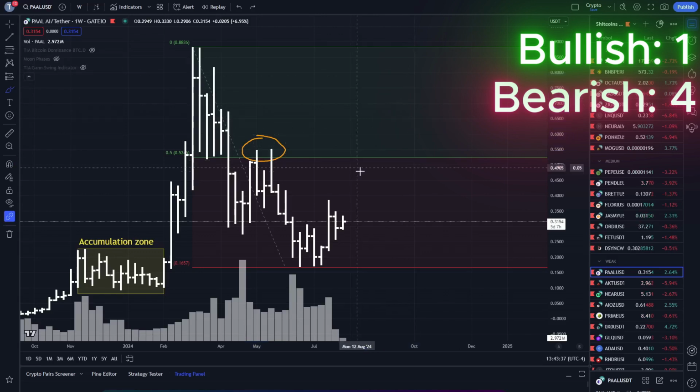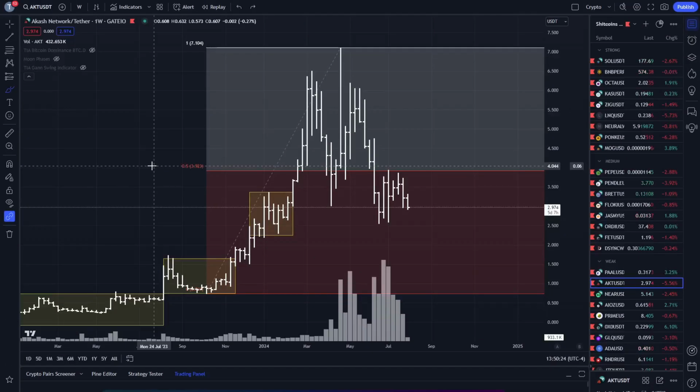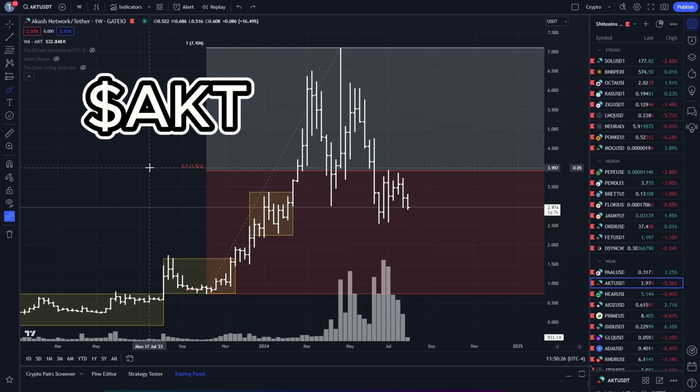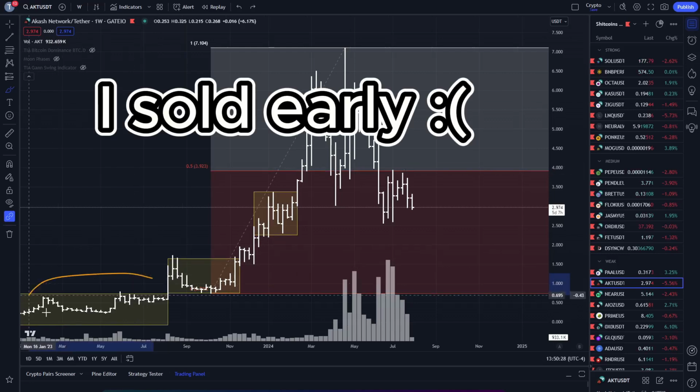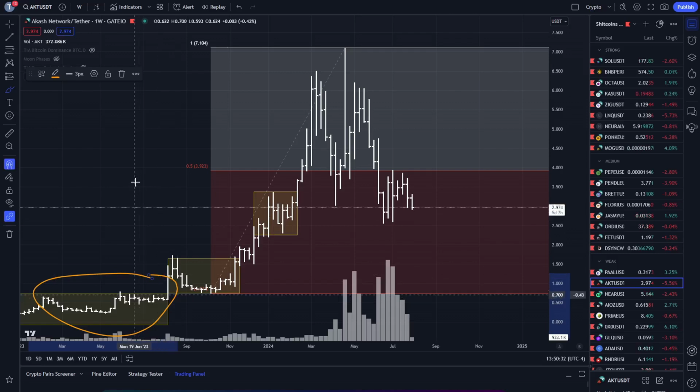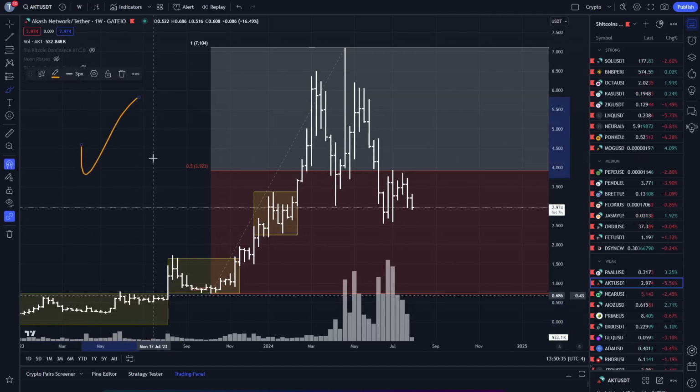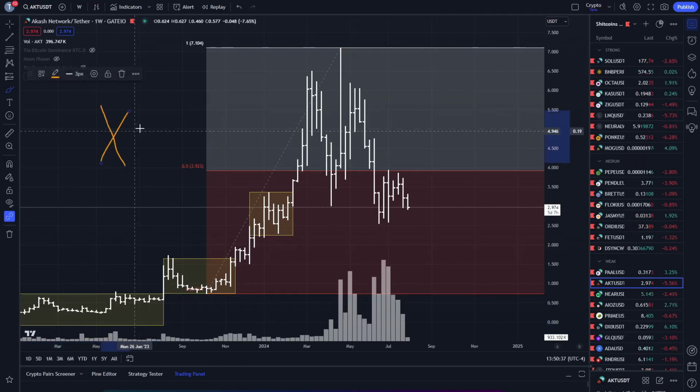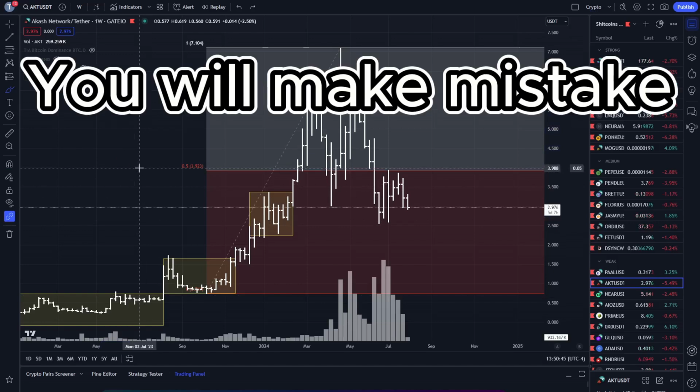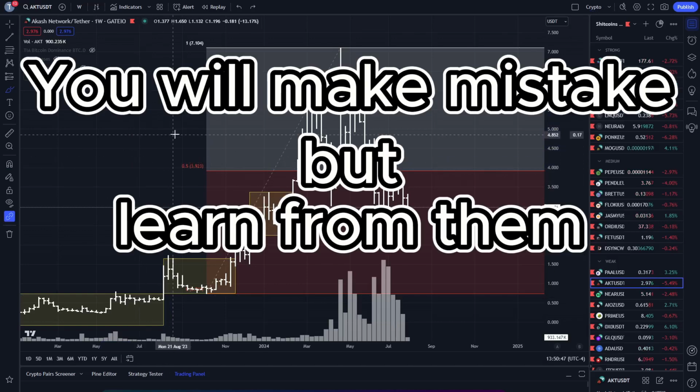But for now, weak. Now let's take a look at Akash, a coin that I used to really love. Sadly, I was a paper hand at the worst possible time. Now, making mistakes in the market is fine. What is not fine is making mistakes and not learning from them. And for me, that was a good learning experience. And honestly, keep that in mind because as we move into the bull market, you will be making mistakes and learn from them.